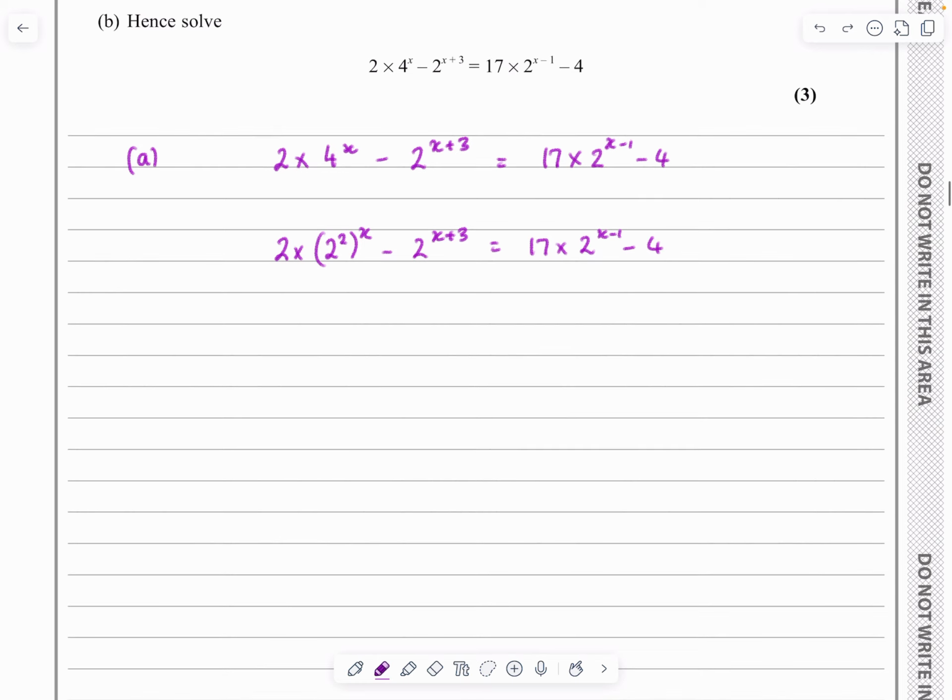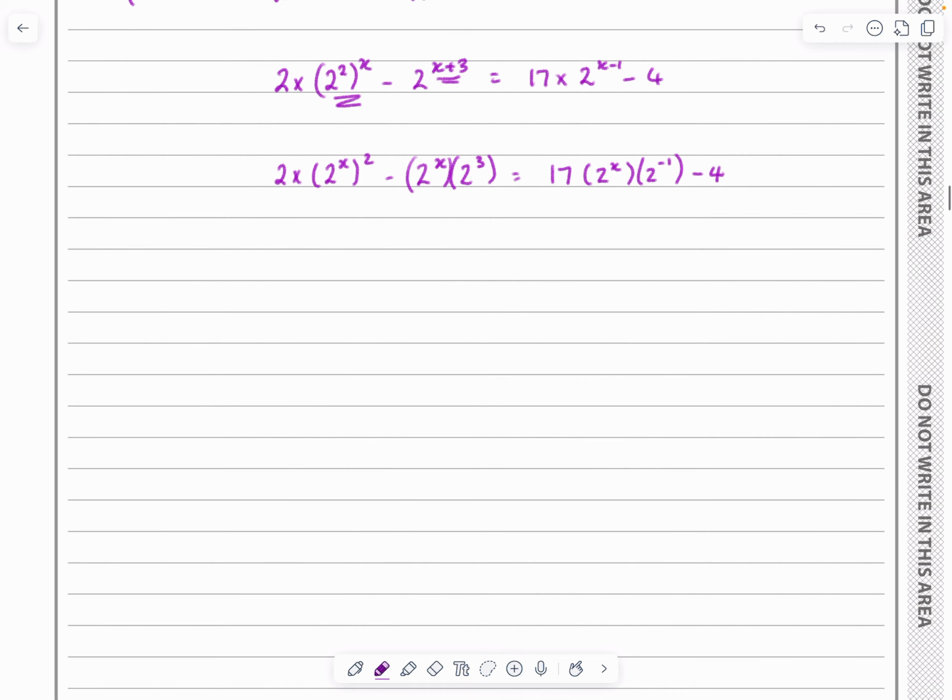And then let's start now using our indices laws. So this is 2 multiplied by this thing here. I can swap around and say it's 2 to the x to the power of 2 here. And what I'm going to do is start breaking up the idea that 2 to the x plus 3 is 2 to the x multiplied by 2 to the 3. Remember that when we're doing our powers, if you multiply two things together, we add the powers. Same thing with the next one here. I'm going to call this 17, 2 to the x and 2 to the minus 1, all minus 4 there.